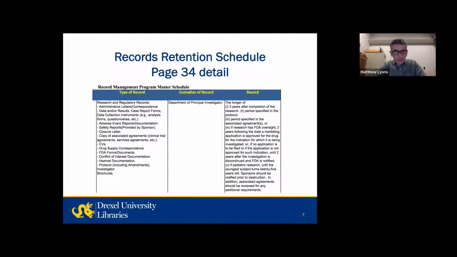But the guidance given here for retention period is complicated, and it depends on a number of factors, such as the research protocols used, whether the research was overseen by the FDA, whether the research subjects were children, and so on. This complexity probably reflects the fact that research on human subjects is more heavily regulated than most university activities and is more heavily loaded with ethical concerns and safeguards.